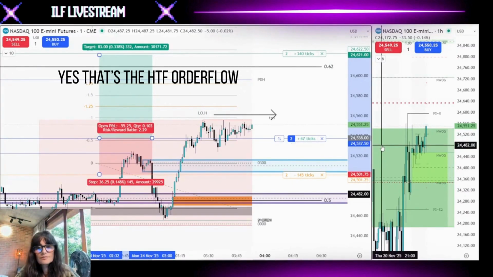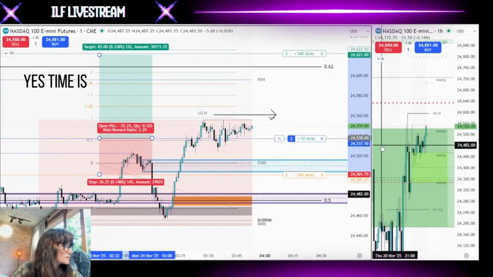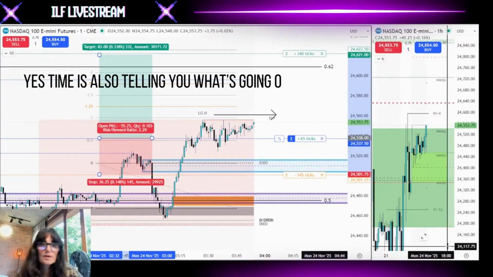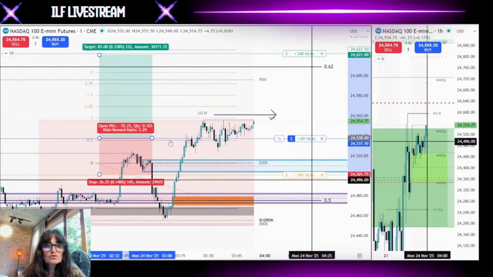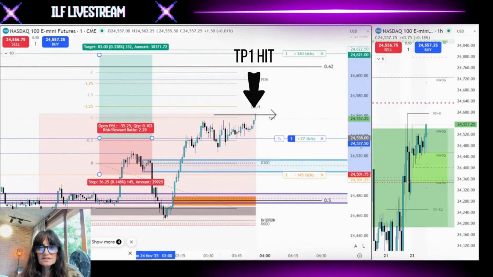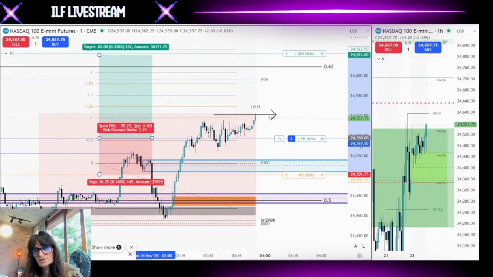Well, let's see. Time is sort of running out. I was hoping it would run already a little bit for my TP2. Come on. Okay, TP1 taken. Now, is it going to reject? I know we're going to get a rejection from here, but I just want it to be a short. Maybe I should take it off.